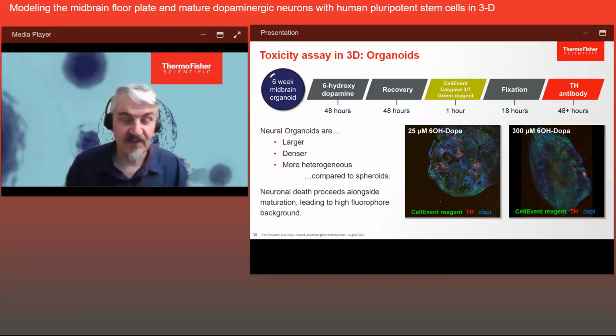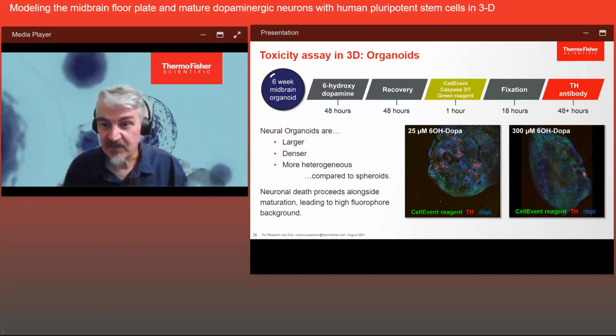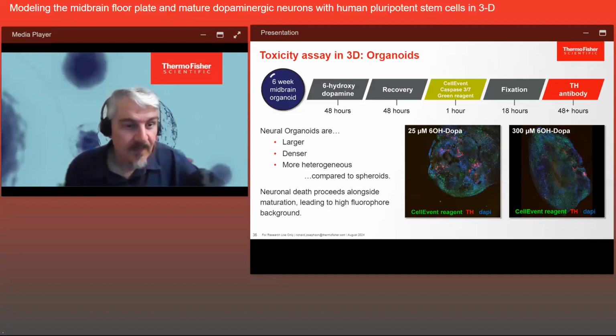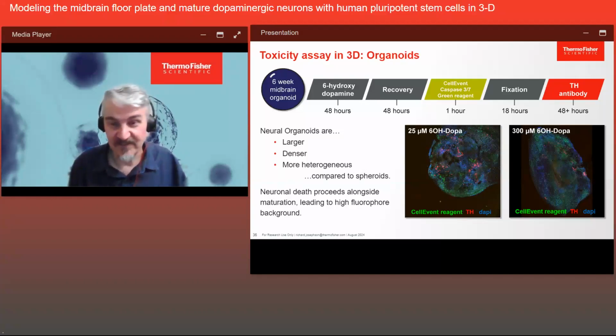However, it turns out to be very difficult to make these measurements in 6-week organoids. There's a couple of example images of organoids at the right here. One that was treated with 25 micromolar 6-hydroxydopamine and another treated with 300 micromolar. These organoids are very large, greater than a millimeter in diameter, and dense, so that the penetration of light is not complete even after clearing. The clearing is improved by serial dehydration, but that tends to strongly distort these large organoids. Makes them look a little like a raisin.